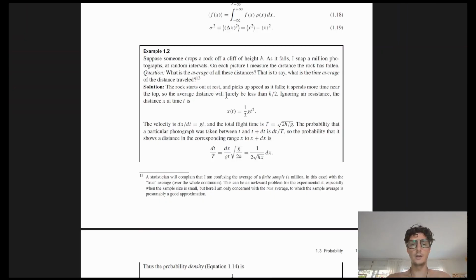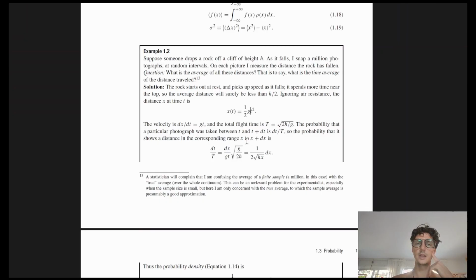The rock starts at rest and picks up speed as it falls. It spends more time near the top, so the average distance will surely be less than h over 2. Ignoring air resistance, the distance x as a function of t is the equation to find how much an object has moved if you drop it in gravity. So 1/2 times g, the gravitational constant, times t squared, the amount of time the object has fallen. The velocity, the derivative of x with respect to time, equals gt. The total flight time is capital T, the square root of 2h over g.